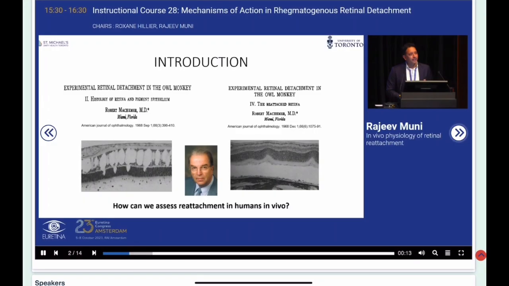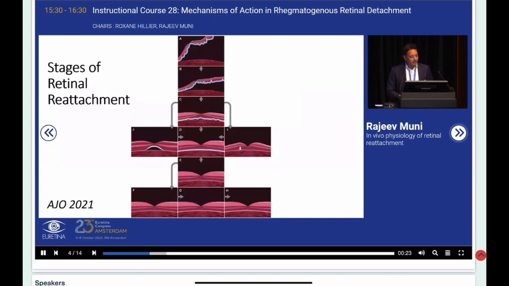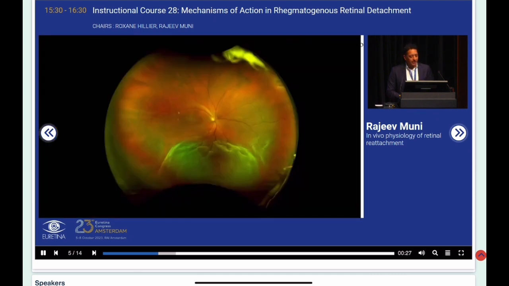Information we have on this comes from studies done by Robert Machemer in the 1960s in owl monkeys. But because we do pneumatic retinopexy, we've been able to study reattachment in vivo in humans as it's occurring. And we've devised a staging system for how the retina reattaches over time. So take this patient with a macula-off retinal detachment.